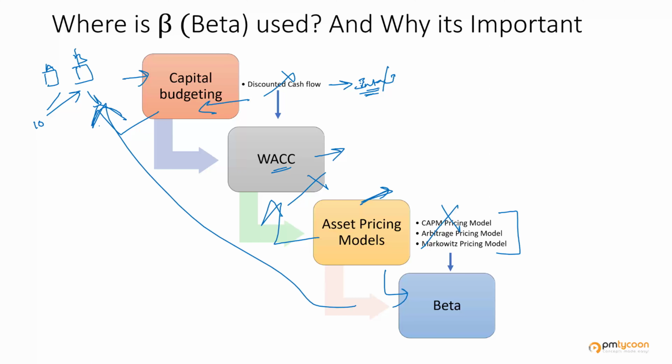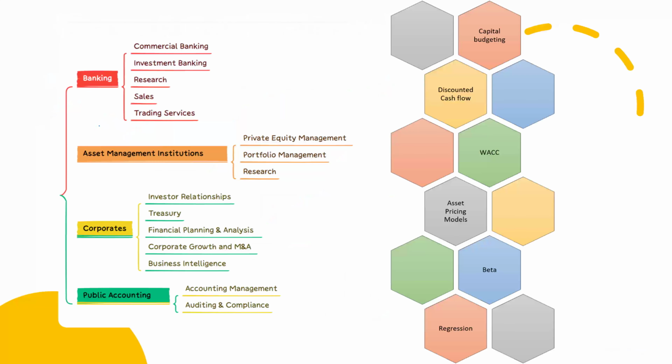Let me also tell you what are the different industries or domains within corporate finance where beta is used. Okay. Beta is majorly used in investment banking. Because these guys do a lot of valuations for the company, and for the valuations of the company, they really need to understand what is beta. Research guys use beta. They need beta values to come up with the research details. Trading services, they need to invest money in stock, so they really need to understand beta.